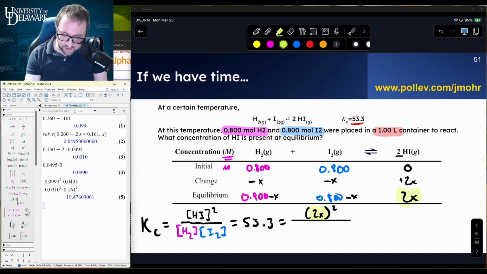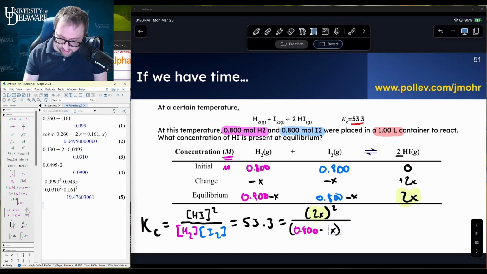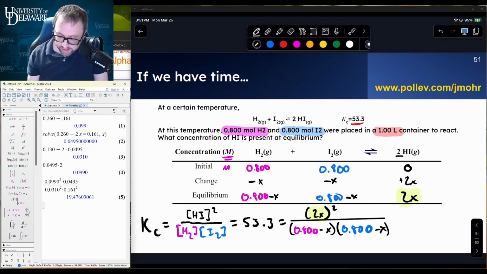We're going to have our 0.800 minus 2x. That's going to be, sorry, not minus 2x, minus x. That's going to be to the first, so we don't square that or anything. Then we're going to have the same 0.800 minus x. All right, and let's just redraw this numerator line.